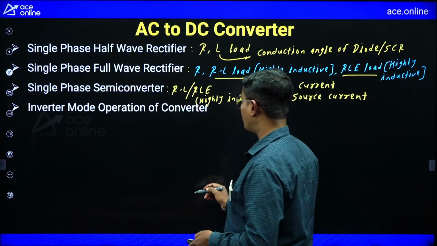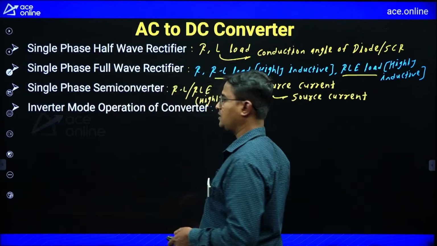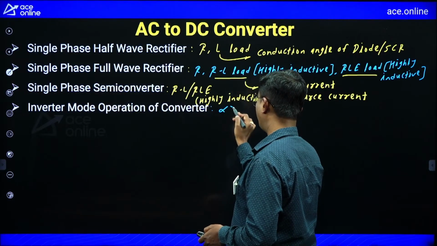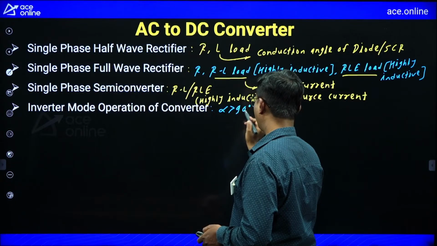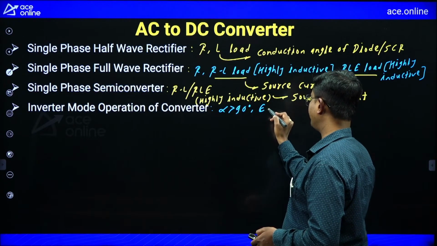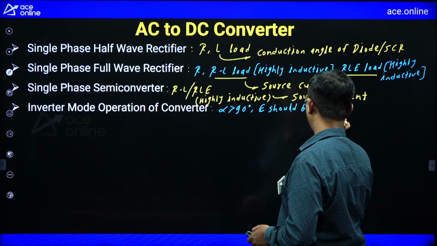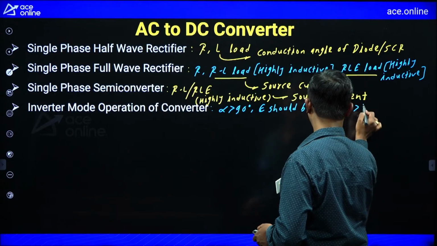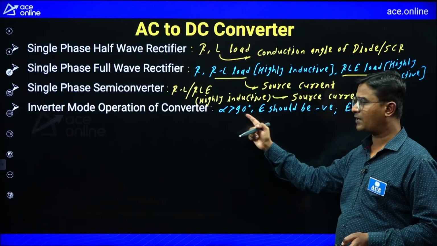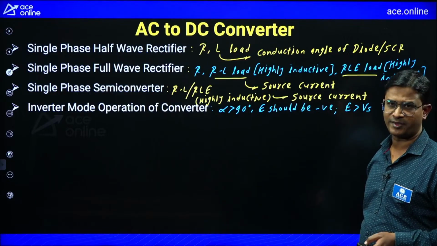Next, inverter mode operation of the single phase full converter. For inverter mode operation, what are the required conditions? Those are important. Alpha should be greater than 90 degrees. Next, the EMF should be reversed, that is, E should be negative, and the E value should be greater than the supply voltage. These are the required conditions, and on these conditions they have asked questions in inverter mode operation.